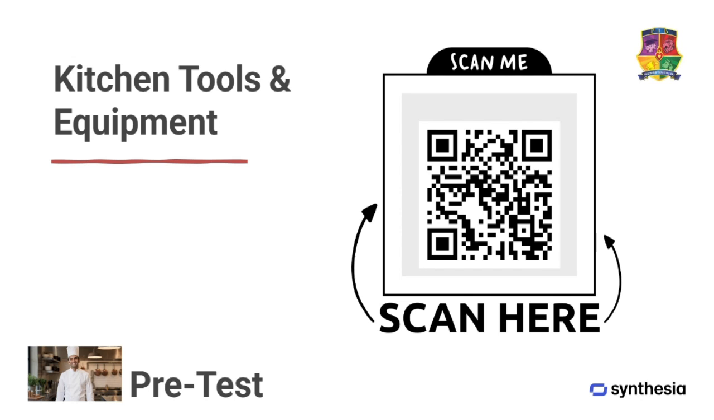The purpose is simply to find out what you already know and which areas we need to focus on during today's class. Please complete the pretest individually and honestly based on your current knowledge. All right, everyone, please scan the QR code, enter the pretest, and take a few minutes to complete it. Once everyone has finished, we will continue with our first topic, cooking equipment.